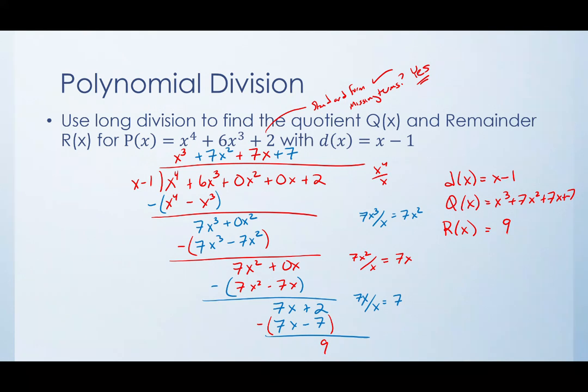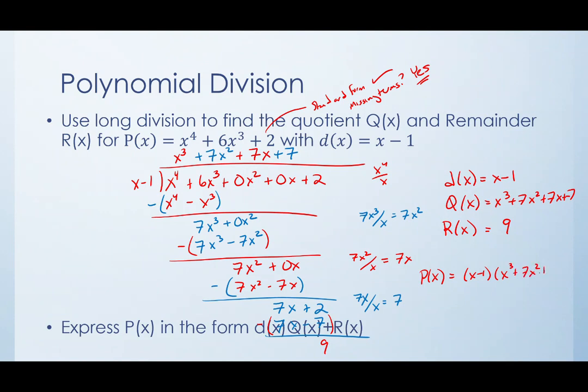All right. So when we write our p of x, our polynomial, in the form d of x times q of x plus r, so the r is really 9 over x minus 1, well, we won't go there. So we'll just say p of x we can say is x minus 1 times x cubed plus 7x squared plus 7x plus 7 plus the remainder of 9. And there we go. So again, not a factor for this one, but we have divided it fully.